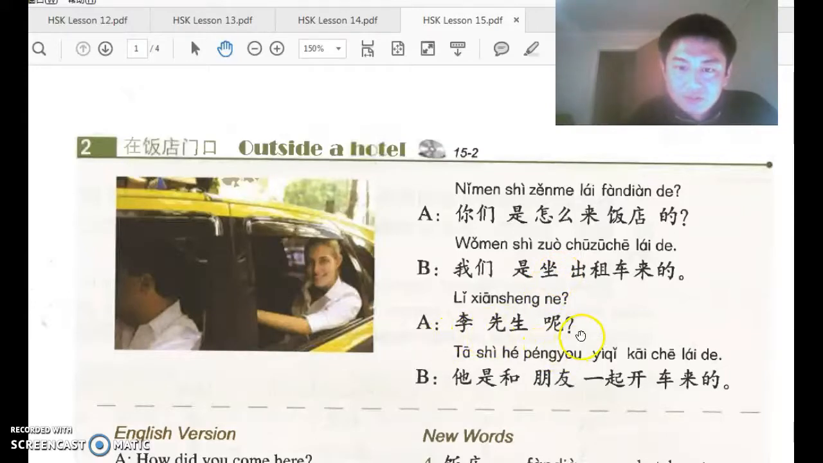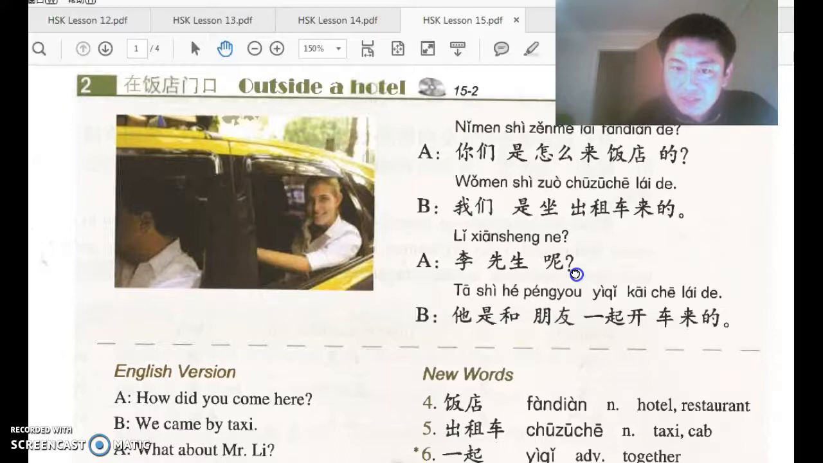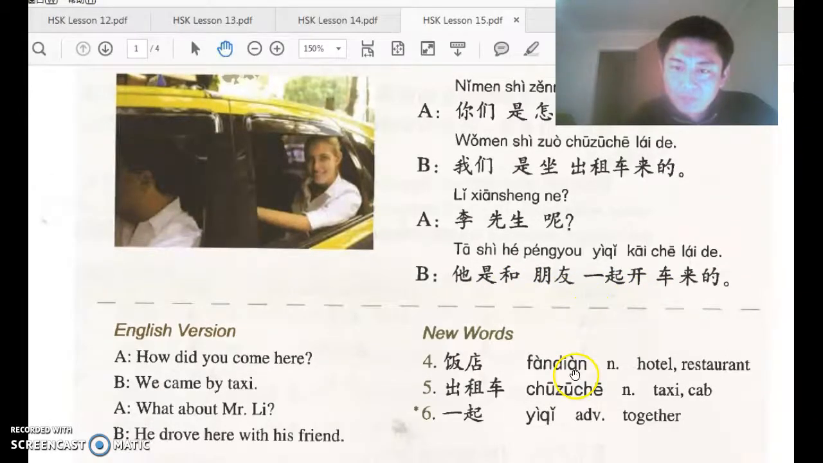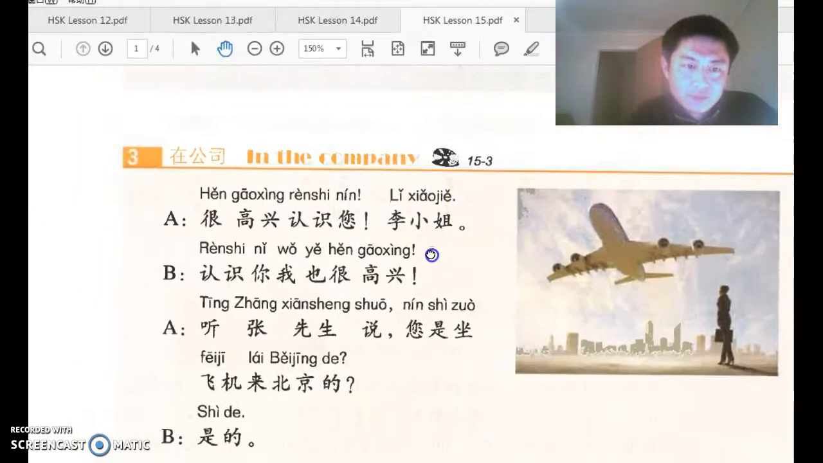李先生呢 How about 李先生 Mr. 李他是和朋友一起开车来的. Oh, in this one the concept after 是 is a little bit more complicated. It is with a friend together drive, or it is drive together with a friend that he came here. Okay, 他是和朋友一起开车来的. Right. Now, number 3.